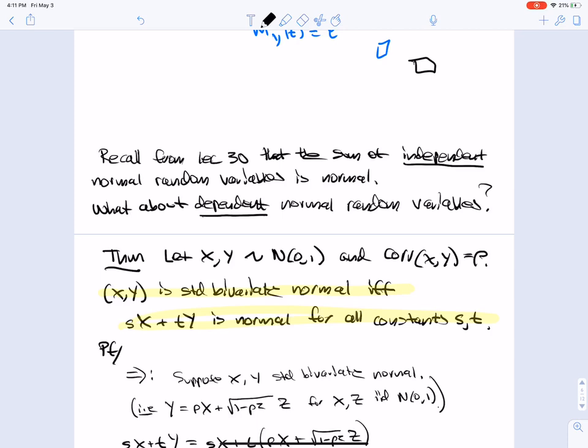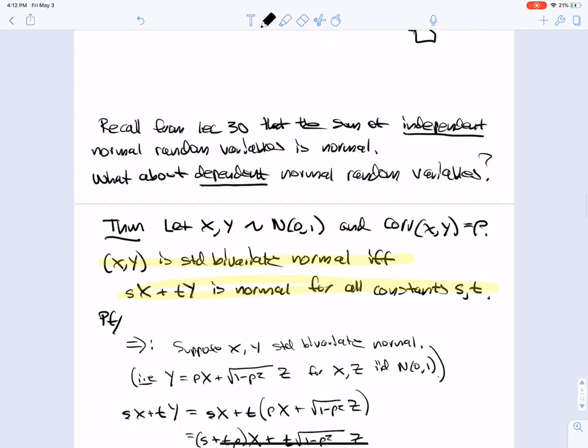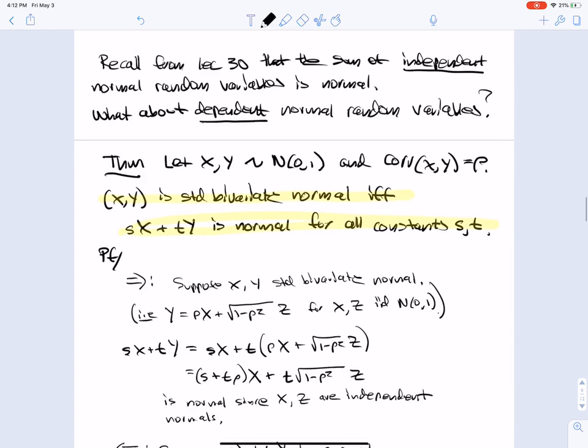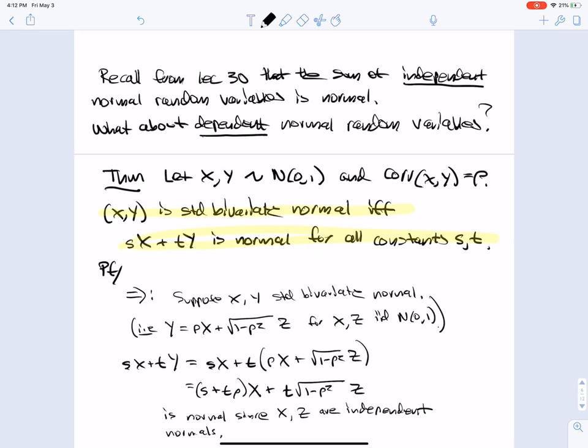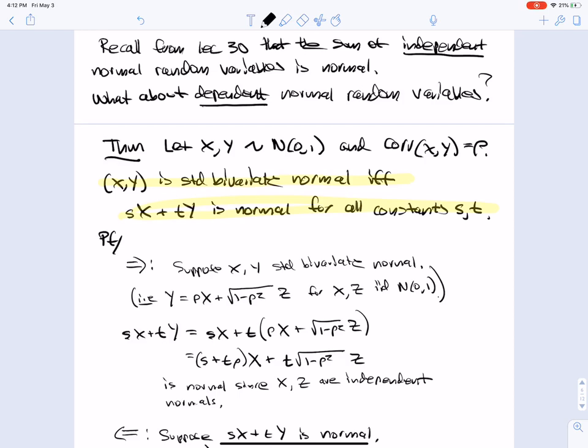Next, let's recall from lecture 30 that the sum of independent normal random variables is normal, or I should say even a linear combination of independent normal random variables is normal. But what about dependent normal random variables? It's not always the case. However, we have this theorem: let X and Y be standard normal, and the correlation of X and Y be rho, then XY is standard bivariate normal if and only if sX + tY is normal for all constants s and t.